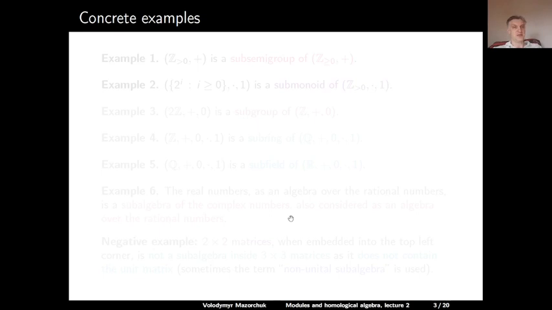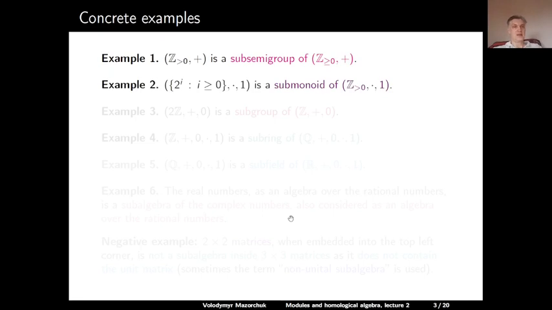Here are concrete examples. Example 1. The set of all positive integers with respect to addition is a subsemigroup of the set of all non-negative integers with respect to addition, because the sum of two positive integers is positive. Example 2. The set of all powers of 2, so 2^0, 2^1, 2^2, and so on, is a submonoid of the monoid of all positive integers with respect to multiplication and with the identity element as the unit.